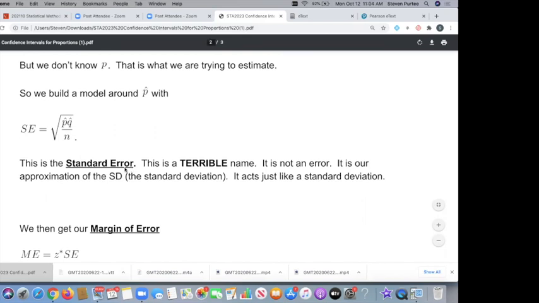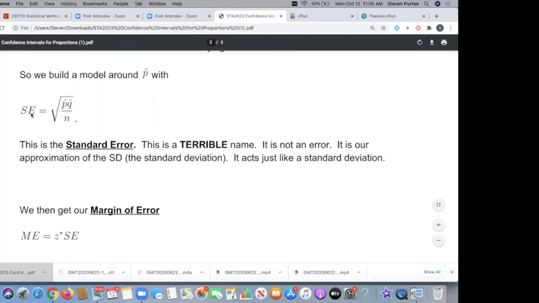And out of all of mathematics, this is probably the object that has the worst name. It's a terrible name. This is not an error. Nobody goofed. Nobody messed up. I don't know who came up with this name, standard error. I offer that as extra credit sometimes. I have people go out and look for it, and people have found it. I could search my email, but I don't even remember who it was. It's a terrible name. It's not an error. This is just our estimate of the standard deviation. It's an approximation of the standard deviation. It acts just like standard deviations.